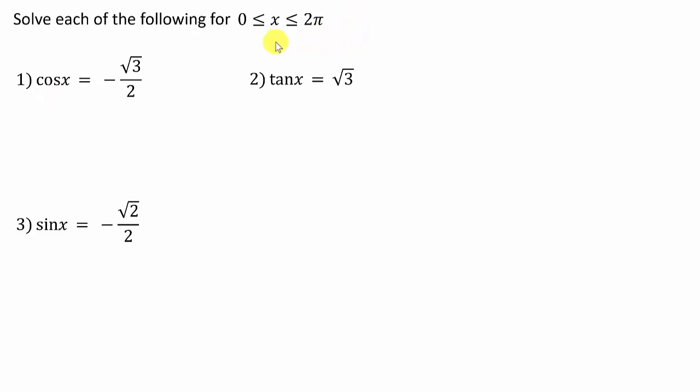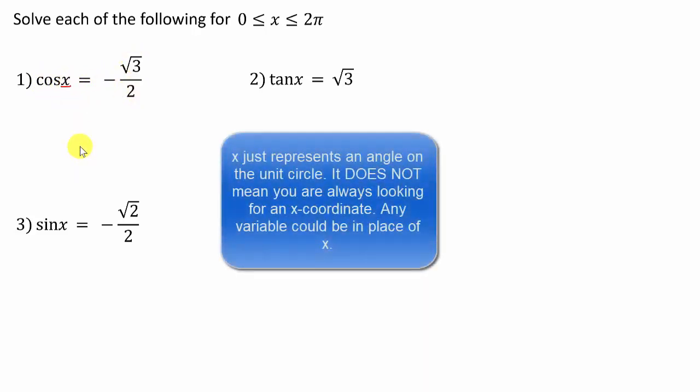Okay, looking at our first example, we're asked to solve each of the following equations for x values between 0 and 2 pi. So they're going to give you a domain that you're going to be looking in. The first thing we're asked is the cosine of x is equal to negative square root of 3 over 2. So what angle on my unit circle has a cosine value that is negative square root of 3 over 2?